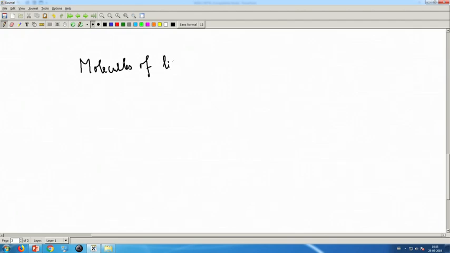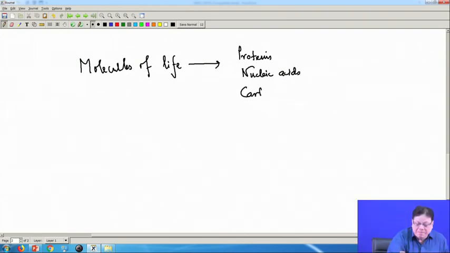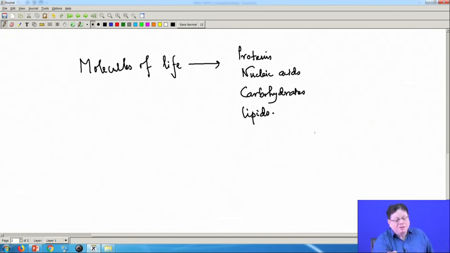Basically, we have the molecules of life, and these are proteins, nucleic acids, carbohydrates, and lipids. But remember, these are the large macromolecules.